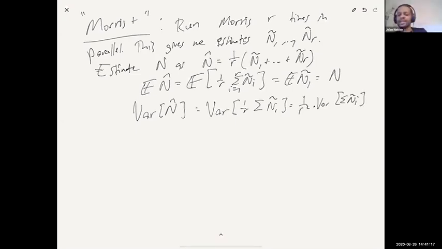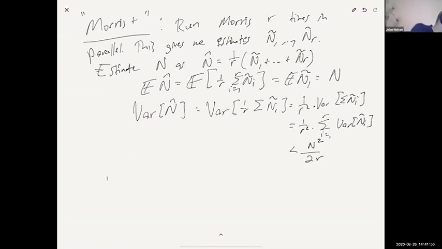And this is a fact about variances. The variance of the sum of independent random variables is the same as the sum of the variances. So this is equal to 1 over r squared times the sum of the variances. And we know that each variance is at most n squared over 2, right? So we know that this is now less than n squared over 2r. There are r of them, so it cancels one of the r's. So we basically decreased our variance by a factor of r.